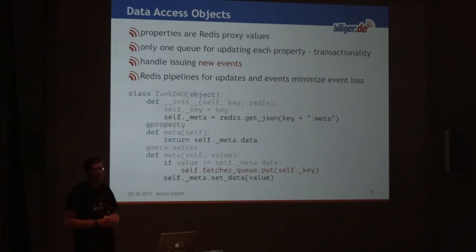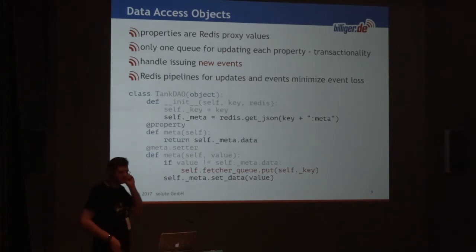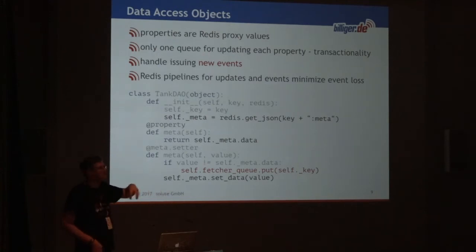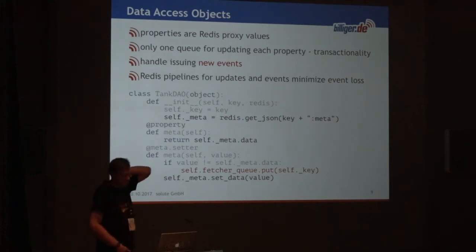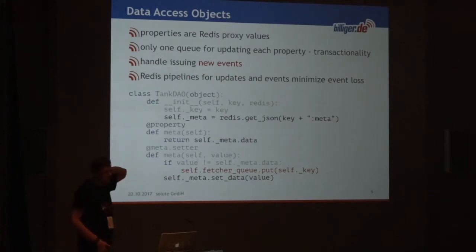However, we can very simply emulate transactionality with our queues, because for every property of a data access object, there's only one queue responsible for changing this part. And because the queues are deduplicating, there's never two workers working on the same property of a data access object.